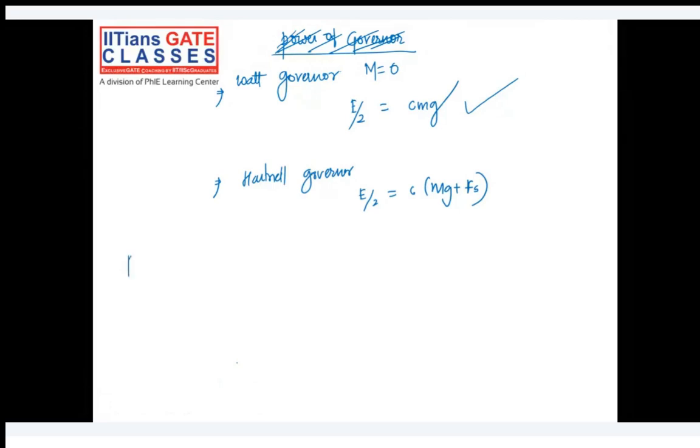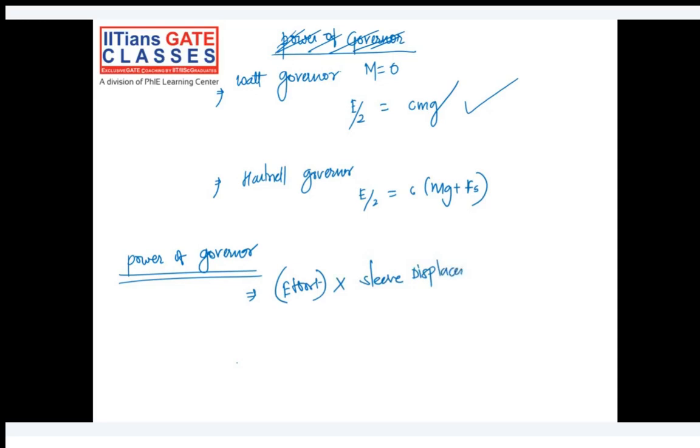And the last point, power of the governor. Power of the governor is nothing but the work done at the sleeve at a given percentage of speed, or you can say it is a product of effort and the displacement of the sleeve. Effort into sleeve displacement. Write down this.